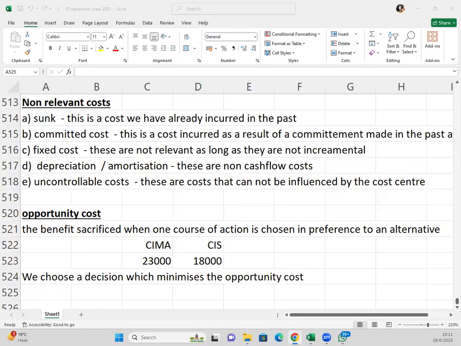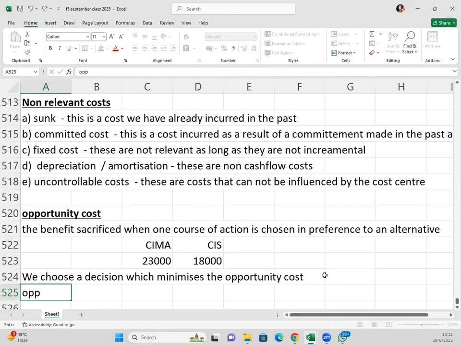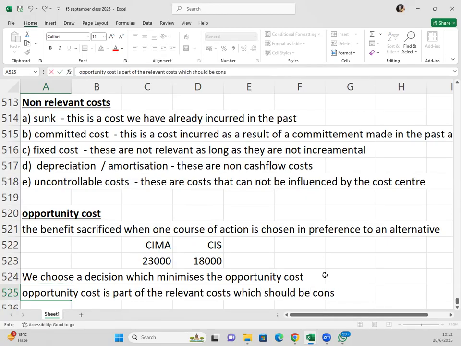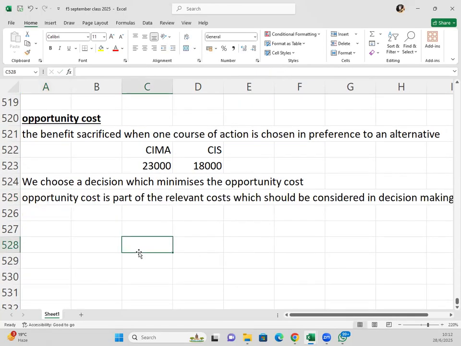So in other words, when you're making a decision, an opportunity cost is a relevant cost because you need to consider it. So opportunity cost is part of the relevant costs, which should be considered in decision making. When you're making a decision, opportunity cost is part of the cost you should consider.